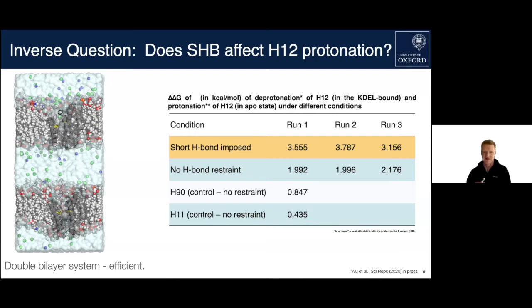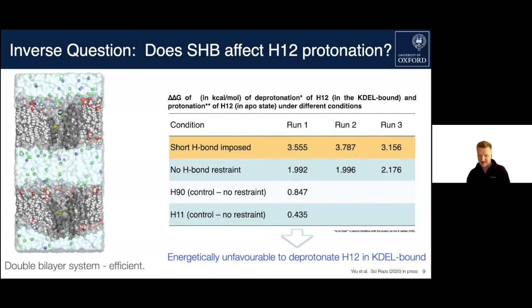So we calculate the deprotonation free energy of H12 in the KDEL bound state, and simultaneously we calculate the protonation of H12 in the apo state. And so what you end up with is a delta G. That may be hard to get your heads around, so I'll just tell you what these numbers mean. This number here of 3.55 and so on in this first row, these are just different independent runs of the calculation.